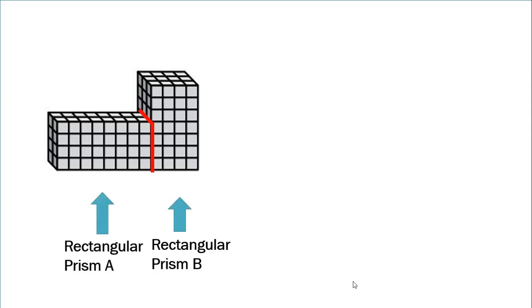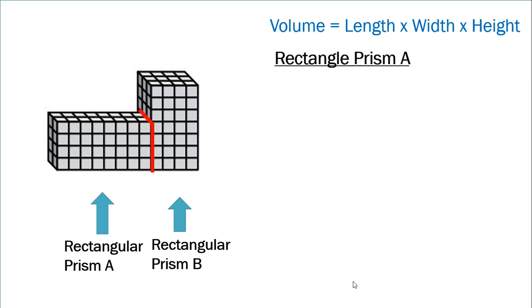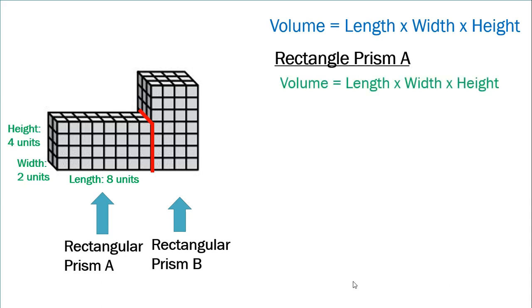Let's try another together. Here, we're going to separate a composite figure into a rectangular prism on the left, which is A, and a rectangular prism on the right, which is B. Now we're going to use the volume formula of length times width times height to find the volume of our composite figure. Remember, we're going to start with rectangular prism A. The length is 8 units, the width is 2 units, and the height is 4 units. We're going to put these dimensions into our formula.